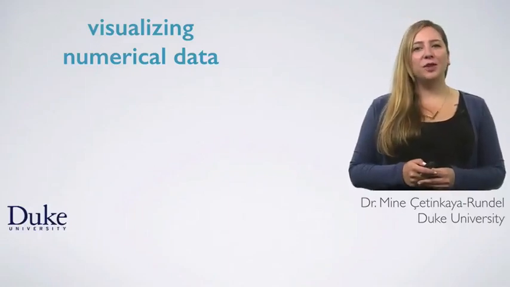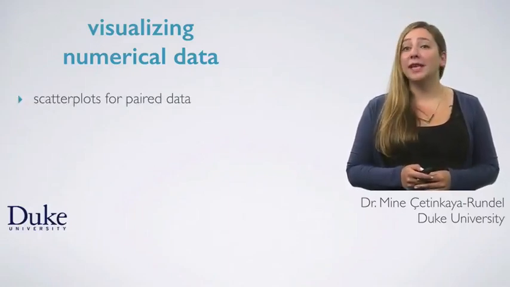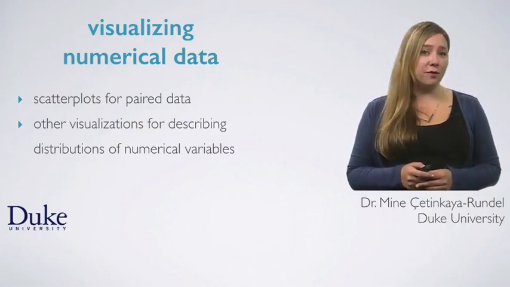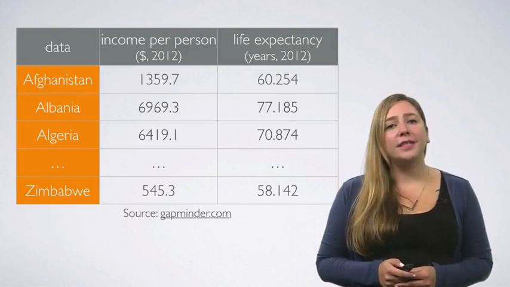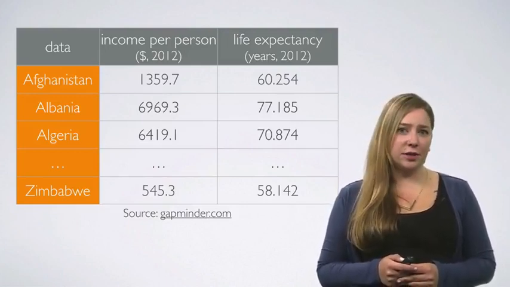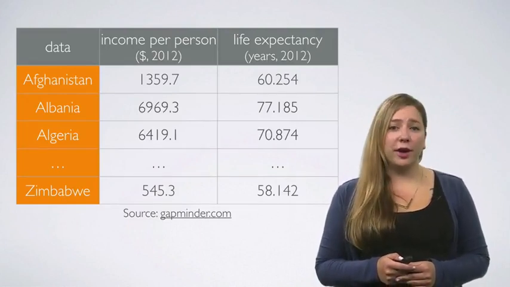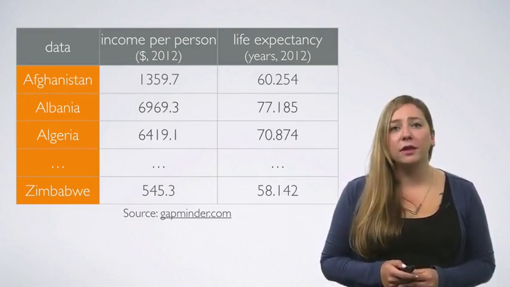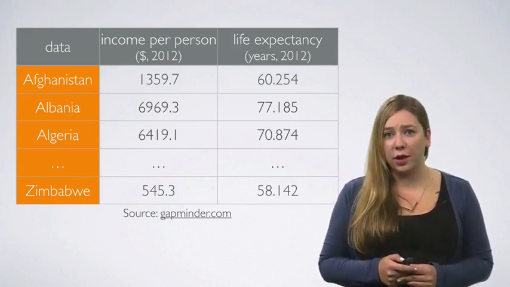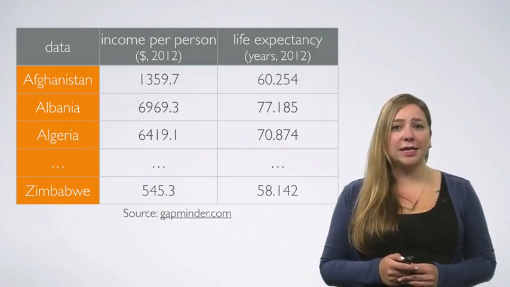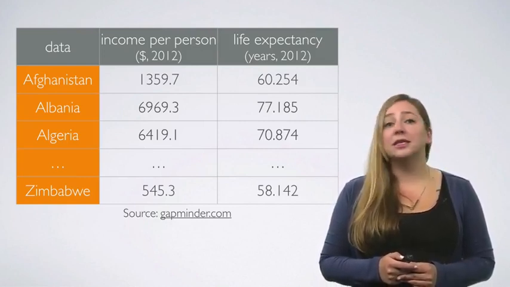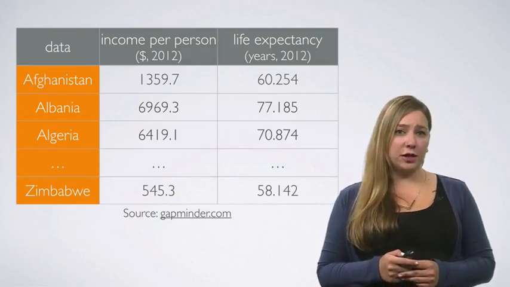In this video on visualizing numerical data, we will discuss scatter plots for paired data and other visualizations for describing distributions of numerical variables. The data come from Gapminder, which pulls this information from a variety of data sources. We will be working with two numerical variables, income per person, that's in US dollars, and life expectancy in years for the year 2012. Each observation in this dataset is a country. The dataset contains data from most but not all countries, since this information wasn't available for certain countries.